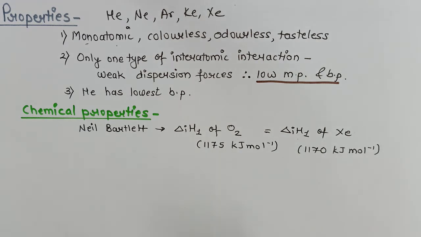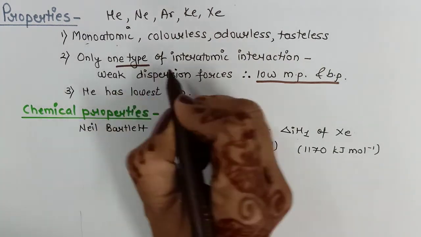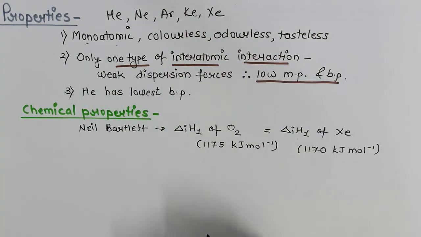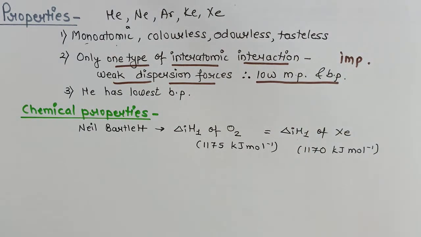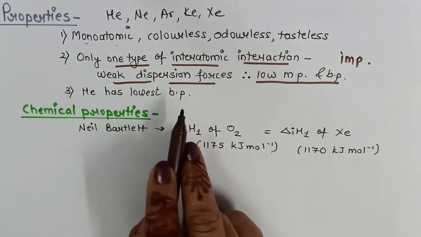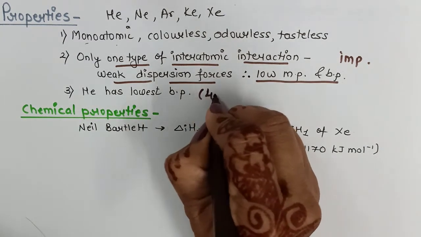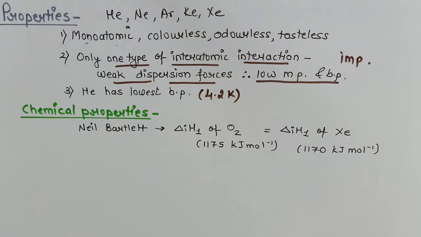Because, as we have just seen, in noble gases there exists only one type of interaction, weak dispersion forces. And due to these weak dispersion forces, it is very easy to break the force of attraction between them, and therefore they have very low melting point and boiling point. Helium has the lowest boiling point of 4.2 Kelvin, and it is the lowest boiling point of any known substance. So what are the chemical properties of noble gases? The noble gases are least reactive.